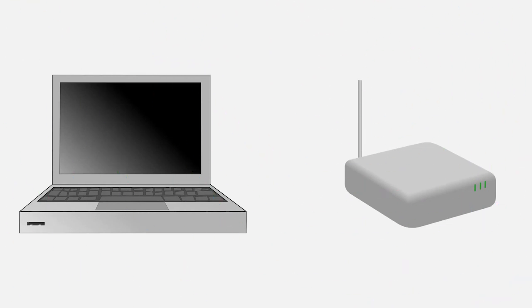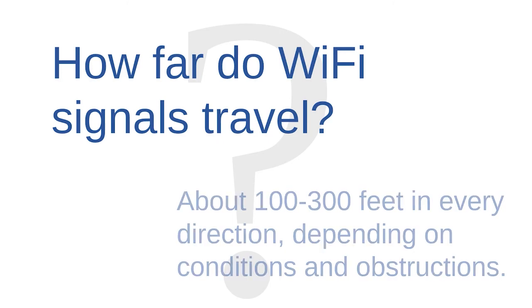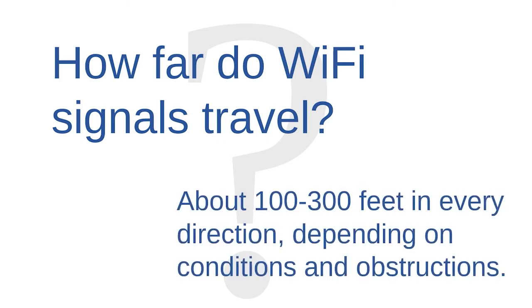A wireless eavesdropper does not have to be seated between you and your router to pick up your wireless transmissions. They just need to be within the range of your Wi-Fi radio. And remember, radio waves are easy to intercept. All you need is the right kind of radio, and you can detect the waves. How far do Wi-Fi signals travel? Well, they usually go about 100 to 300 feet in every direction, depending on conditions and obstructions.